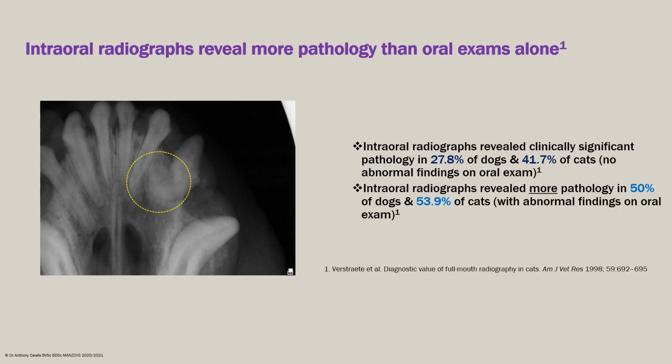In a journal article by Dr. Frank Verstraete, he demonstrated that even when abnormal findings were not found on oral examination, around a third of dogs and nearly half of cats showed clinically significant pathology on intraoral radiographs. And even more so when abnormal findings were found on oral examination, over 50% of cats and over 50% of dogs showed further pathology which needed treatment.